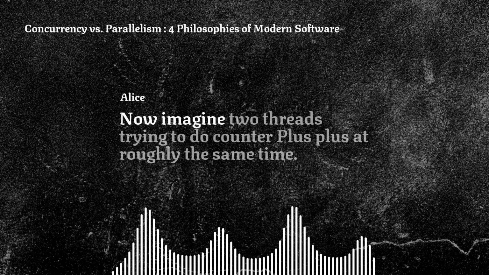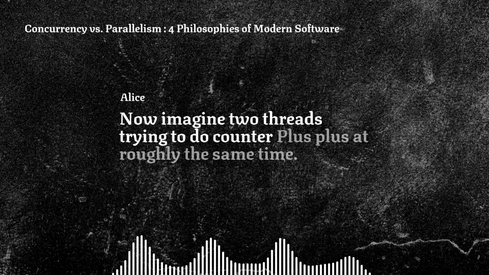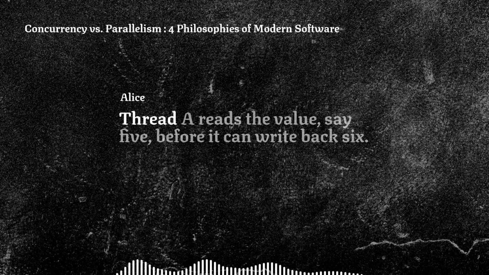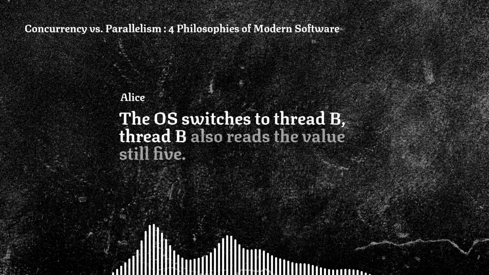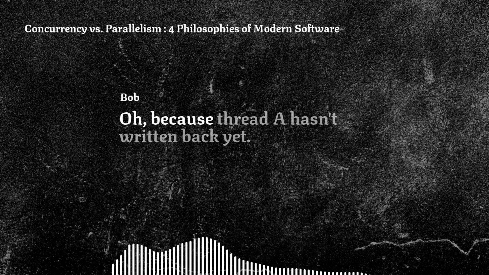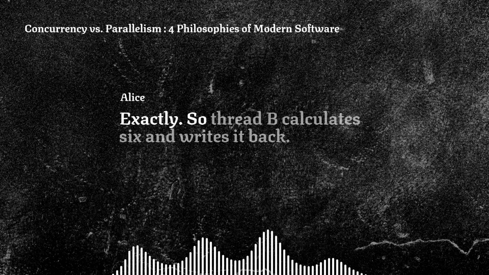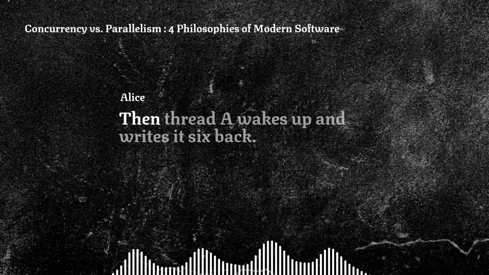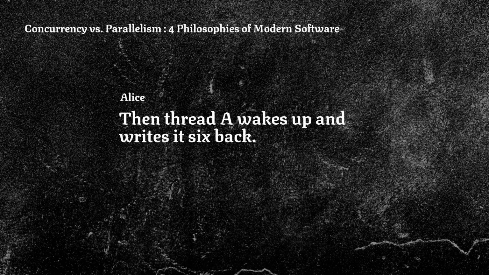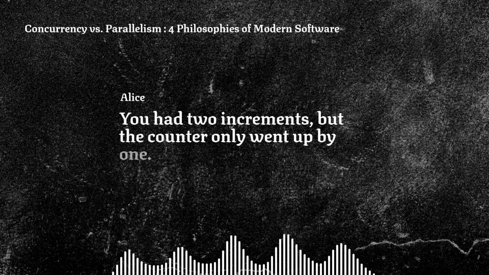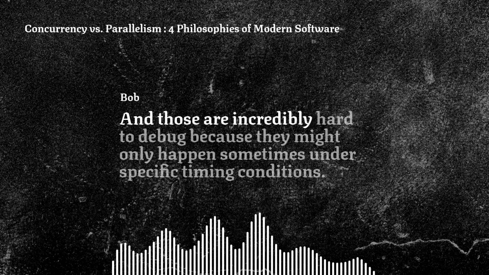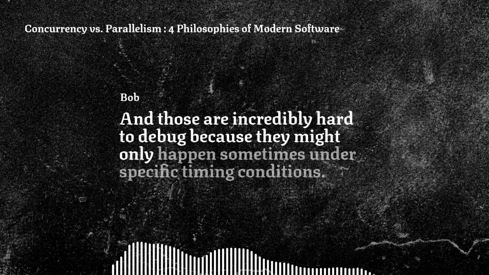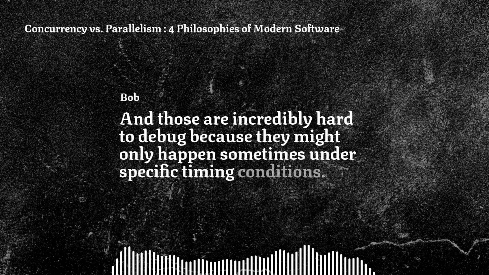Okay, three steps. Now imagine two threads trying to do counter++ at roughly the same time. Thread A reads the value, say 5. Before it can write back 6, the OS switches to thread B. Thread B also reads the value, still 5. Oh, because thread A hasn't written back yet. Exactly. So thread B calculates 6 and writes it back. Then thread A wakes up and writes its 6 back. You had two increments, but the counter only went up by one. An update just vanished silently. And those are incredibly hard to debug because they might only happen sometimes under specific timing conditions.